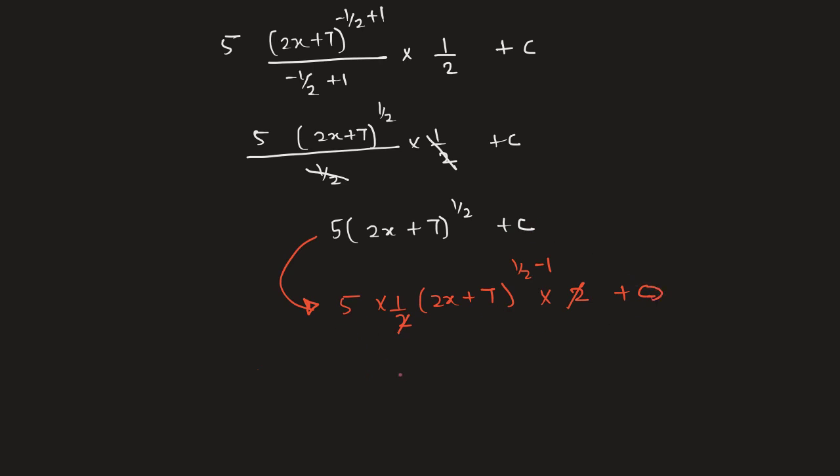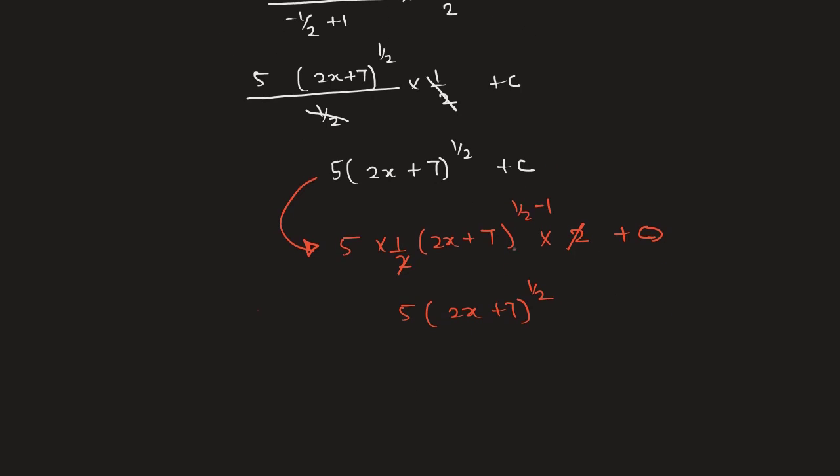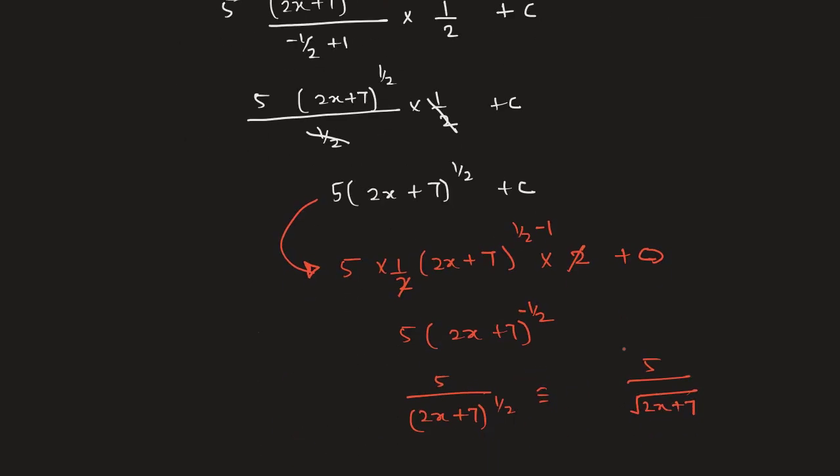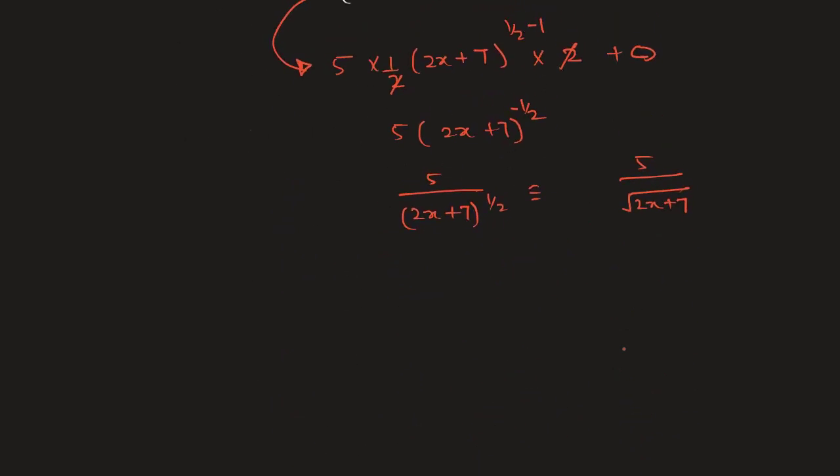Now what we'll get is 5 (2x + 7) to the power negative half, which can be written as 5 upon (2x + 7) to the power half, which is equivalent to 5 upon root over (2x + 7). We started with the same function and we ended up with it. Okay, so I hope your idea is clear on this part.